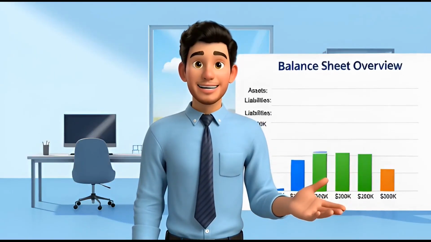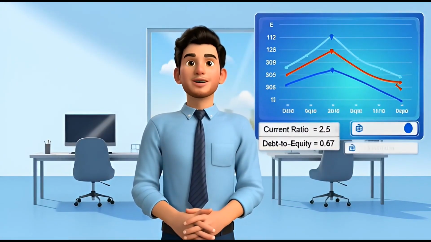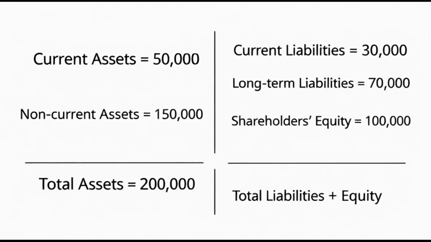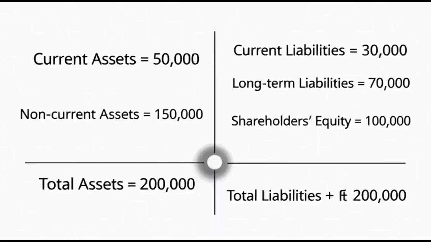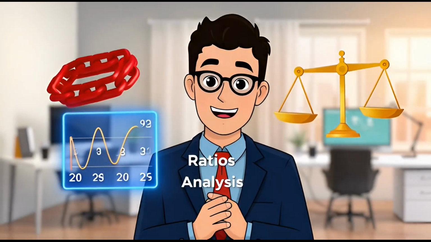Welcome to Balance Sheet Analysis. Let's review how we show liquidity and debt relationships. This dashboard helps assess overall stability. Current assets are $50,000 and non-current assets are $1,000, totaling $200,000. Let's recap current and non-current assets, liabilities, equity, ratios, and analysis.